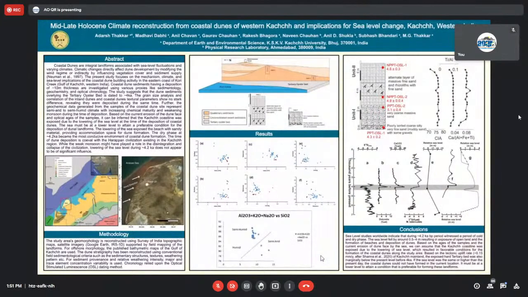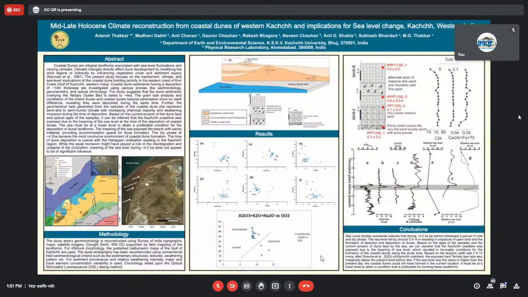Several studies have shown a drop in the sea level during the time period, and also a presence of a cold and dry climate. They don't necessarily have to be linked, but this is what is observed.